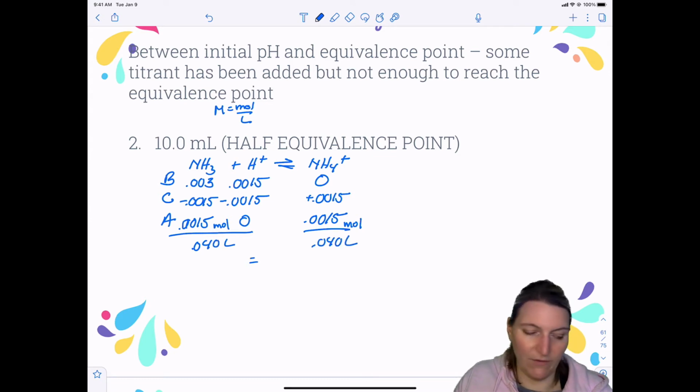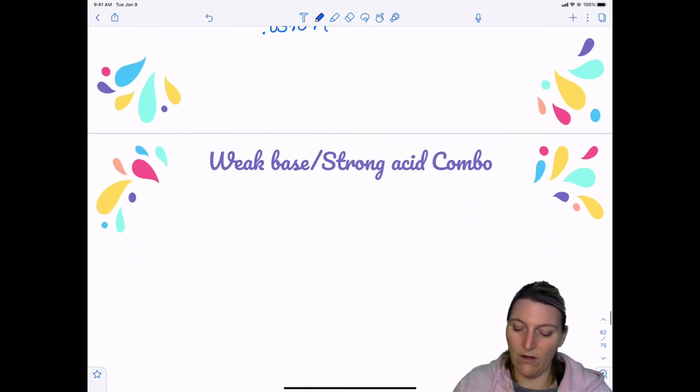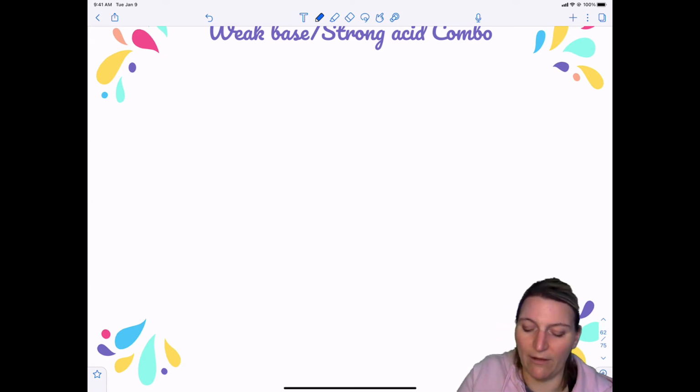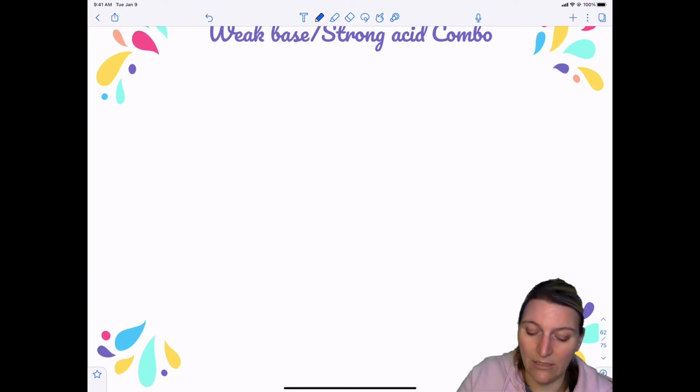And that comes out to be obviously the same, 0.0375 molarity. And so that's the molarity of both of those. Now we can go and do our ice chart, or we can use Henderson-Hasselbalch. When we use Henderson-Hasselbalch, we have to be careful about using the Ka's. But what do I got here?